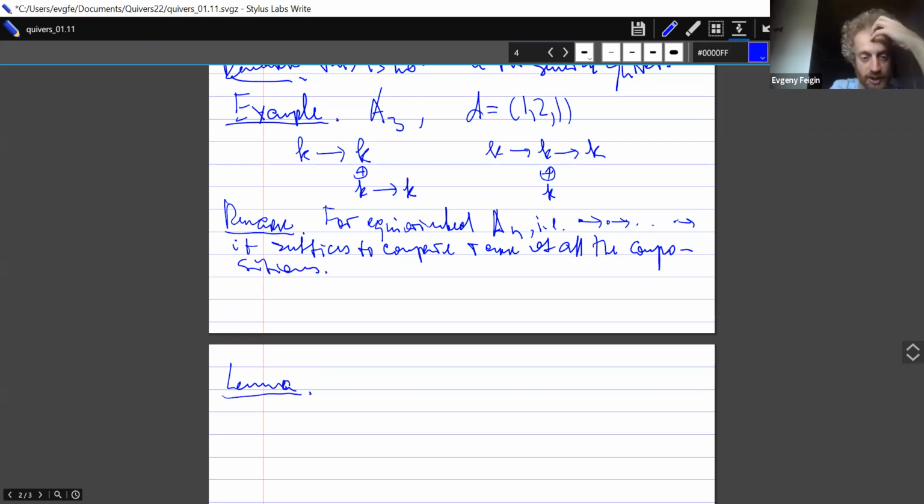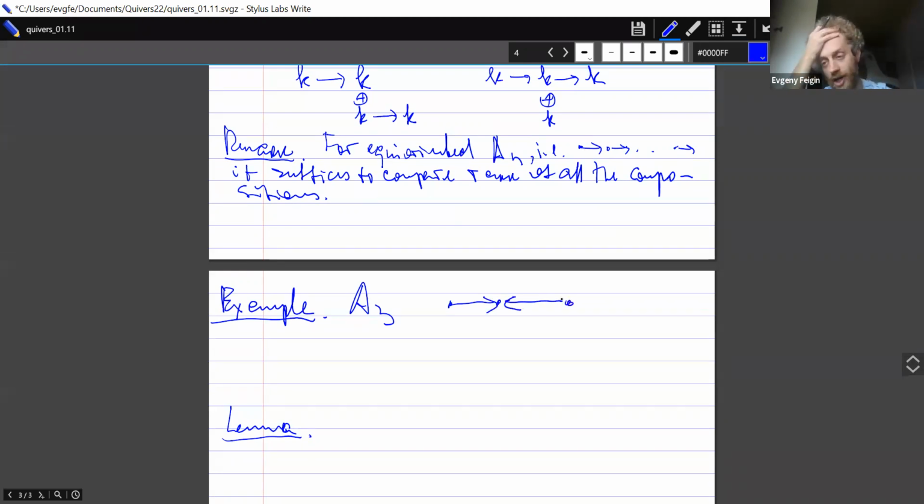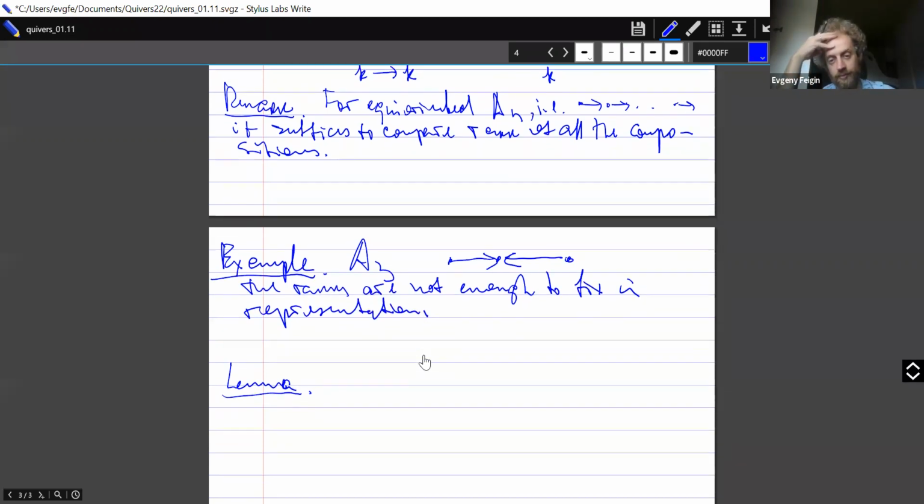But in general, this is not true. So let's consider another example. One more example. Let's consider A3, but non-equi-oriented, so the orientations of the arrows are opposite. And then definitely, again, the ranks are not enough to fix the representation. So we have to be careful.